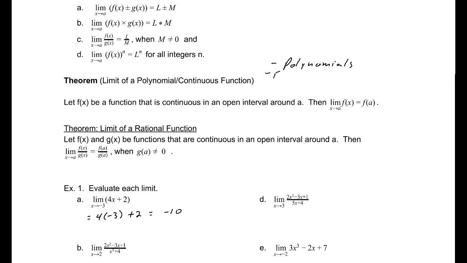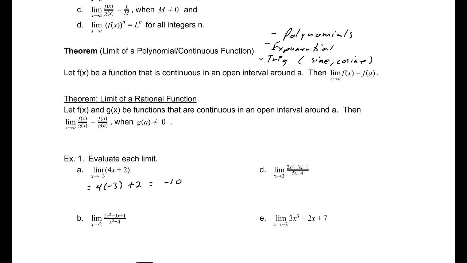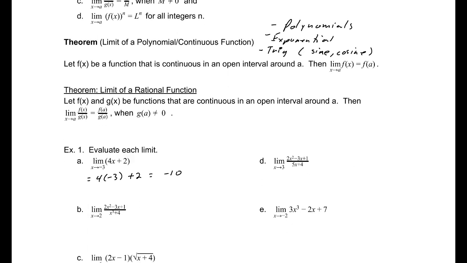Exponential functions. Exponential functions are continuous. All right. Also, trigonometric functions, specifically sine and cosine. Be very careful with some of the others, but those are continuous along all real numbers. Okay, so those are some good examples. So all of these, and rational functions as well, as long as the denominator is not 0. So that actually applies to those as well.